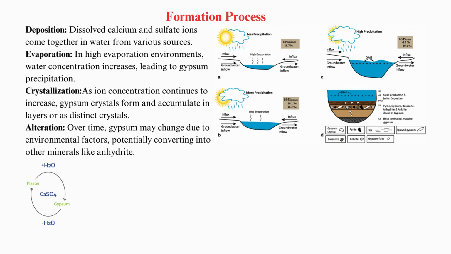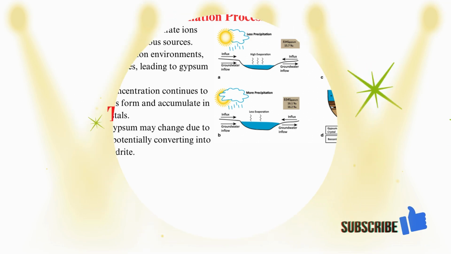Gypsum deposits can vary in size and purity, and they are often associated with other minerals and rock formations. The specific conditions under which gypsum forms, as well as the geological history of the region, determine the characteristics of gypsum deposits found in different locations around the world. Overall, gypsum's occurrence and formation are closely linked to geological processes and environmental factors, resulting in the wide distribution of this mineral in various geological settings.